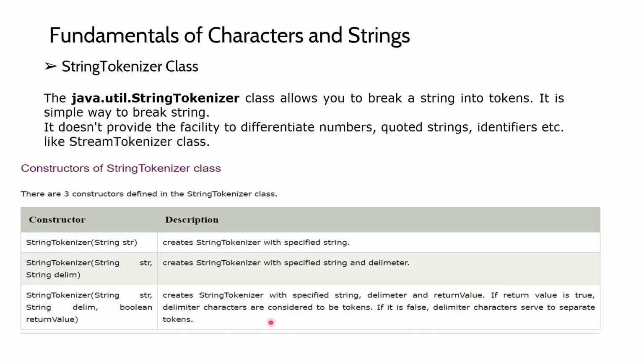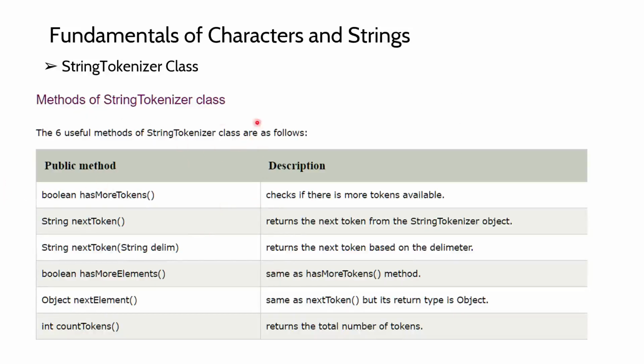If the return value is true, the delimiter characters are considered to be tokens. If false, the delimiter characters serve to separate the tokens. So StringTokenizer has these methods.